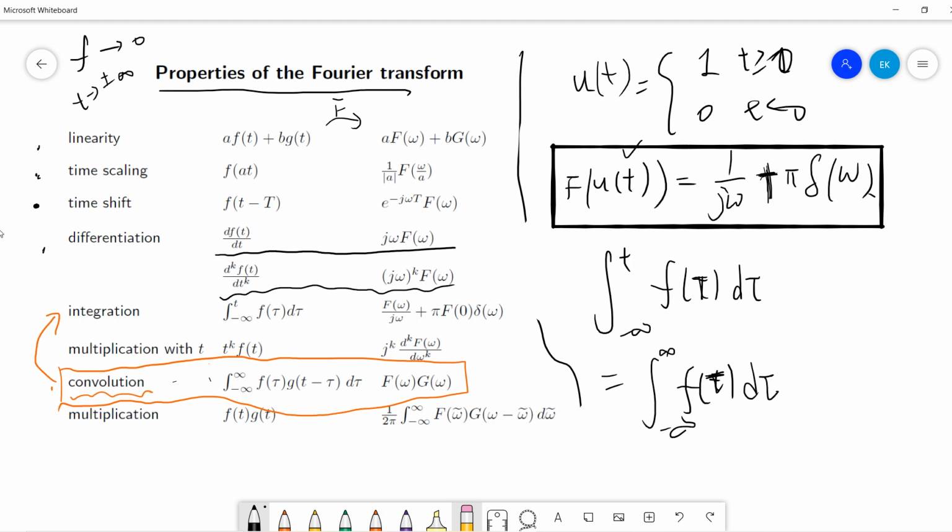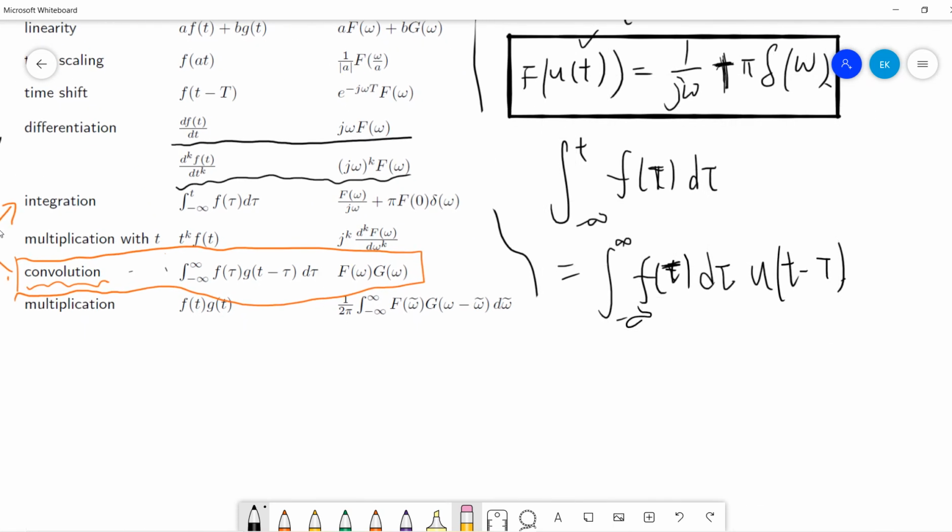Right. So basically, this integration can be written as f times u(t − τ). If you see the convolution term, this is exactly the same as f convolved with the step function, with t with respect to τ. So yeah, convolution. So this is t, right?